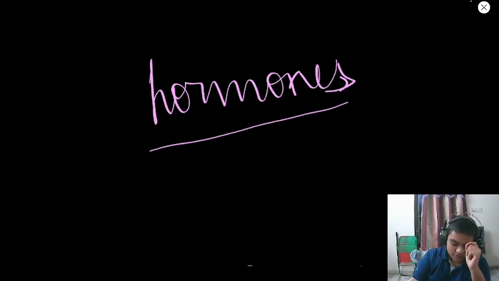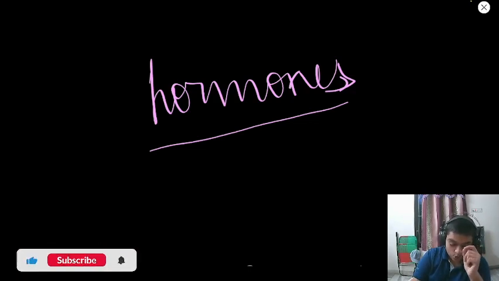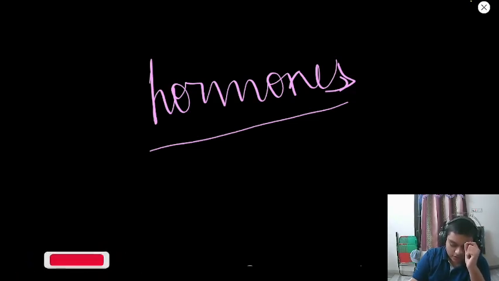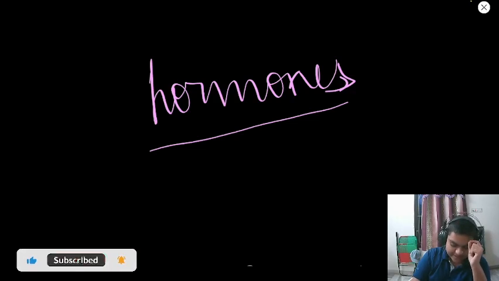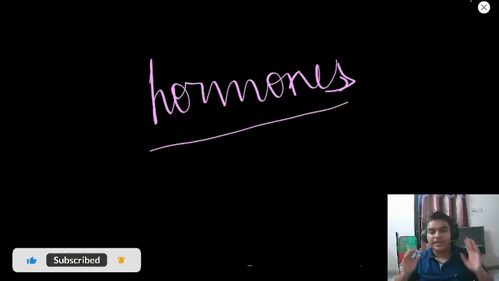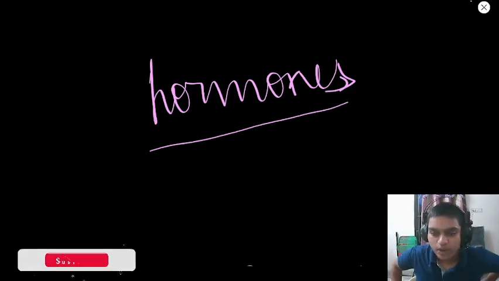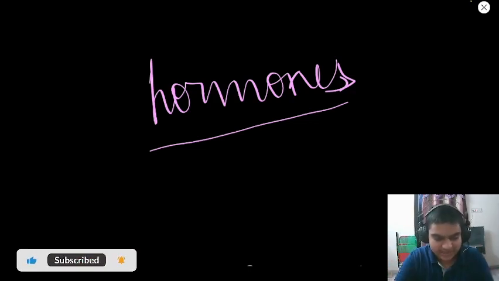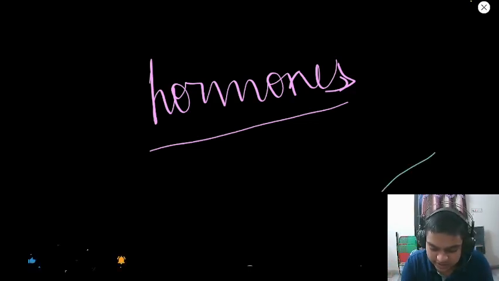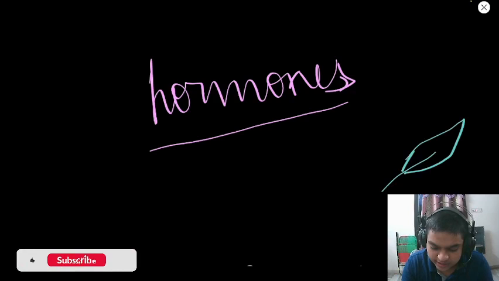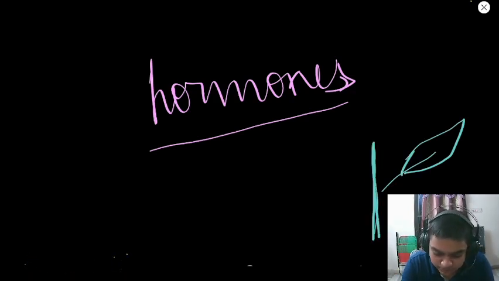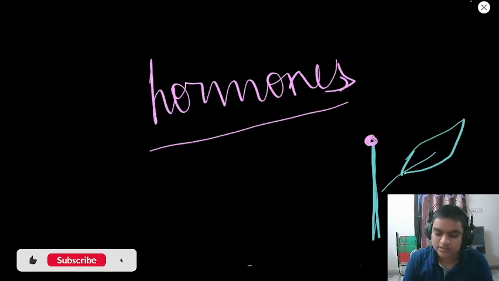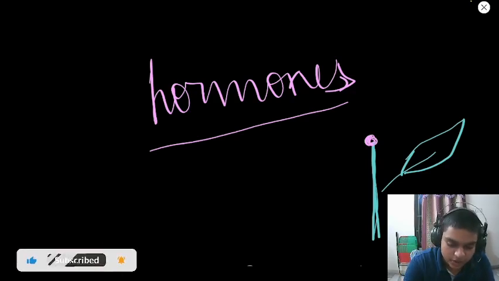This hormonal substance migrates from leaves to shoot apices for the induction of flowering only when the plants are exposed to the necessary inductive photoperiod. So this is very important. Just listen. Here is a leaf. I'm just thinking of it as a leaf. This is the stem. Now here is the shoot apex.